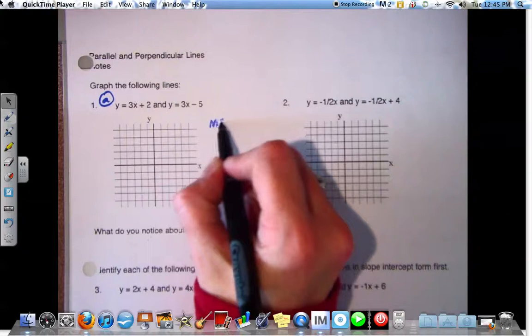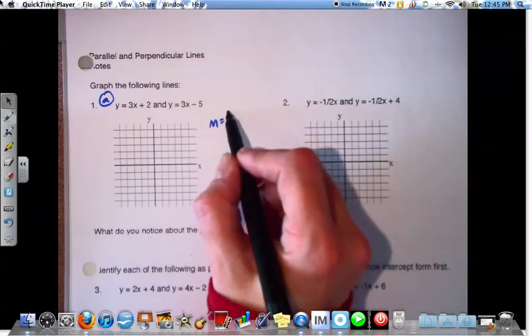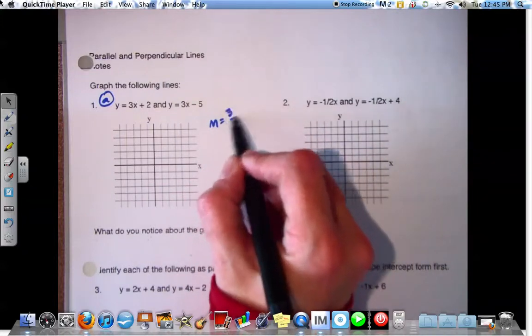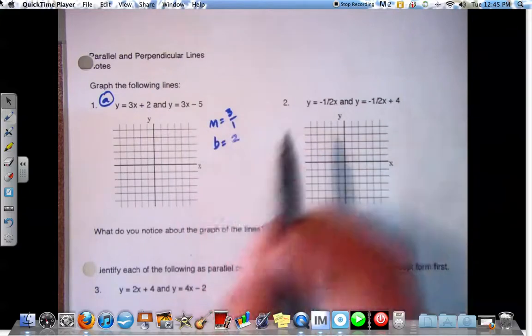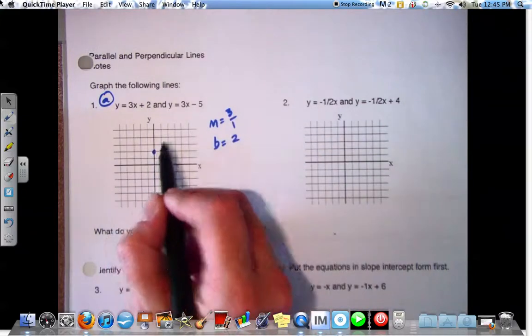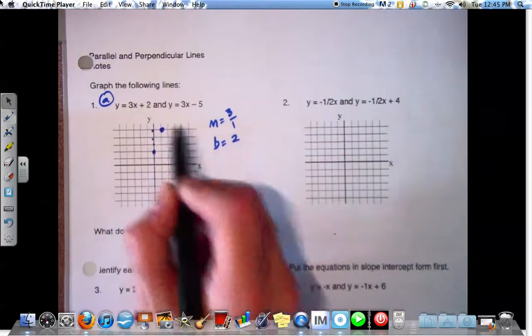So what is our slope? 3 over 1. And our y-intercept? 2. So start at 2, go up 3, and over 1.